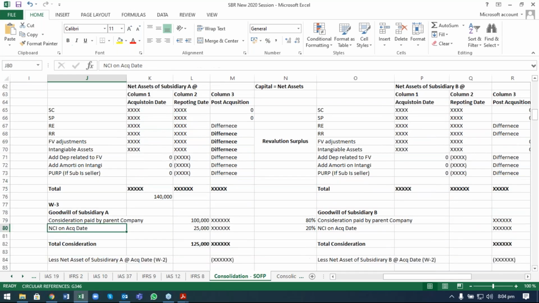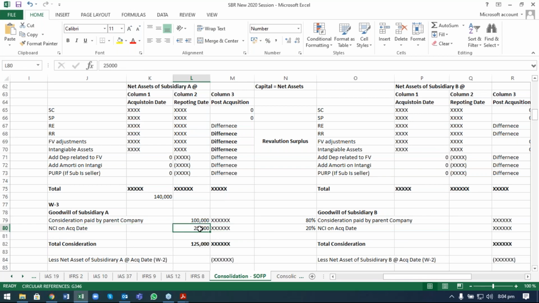So you need to calculate consideration paid by parent, the amount that parent has paid to acquire the subsidiary. You have to account for non-controlling interest on acquisition date. This gives you the total consideration, irrespective whether a full goodwill method is used or cost method is used or partial goodwill method is used. You have to consider this. You need to account for this NCI at acquisition date.